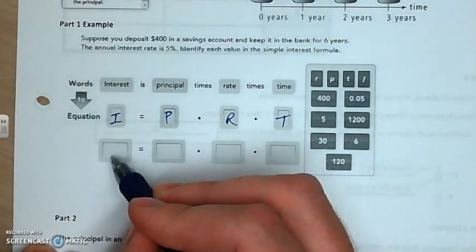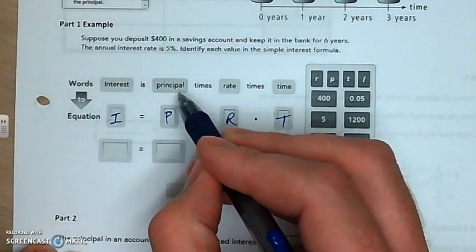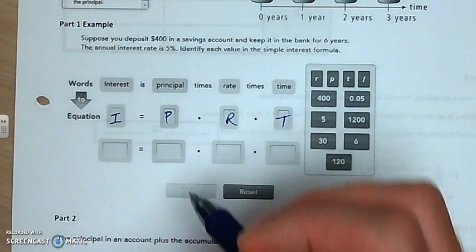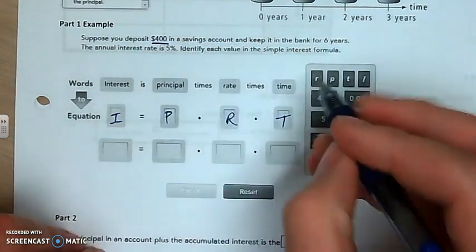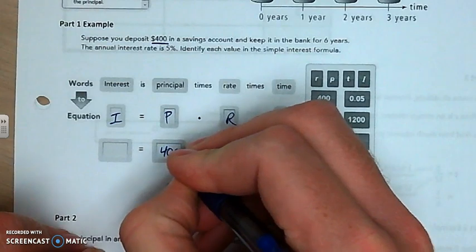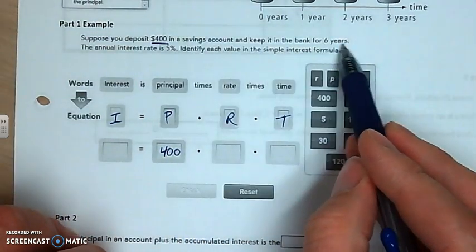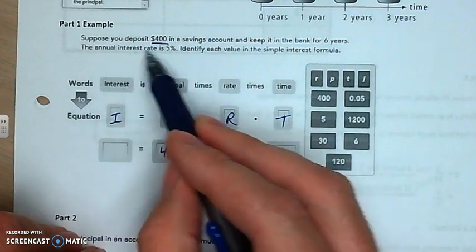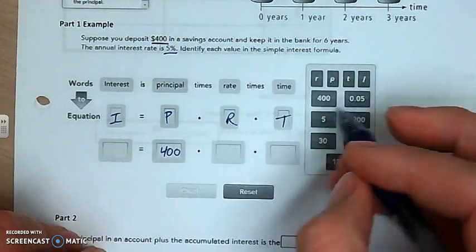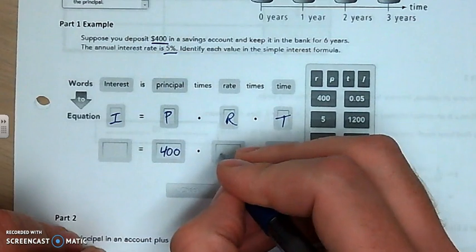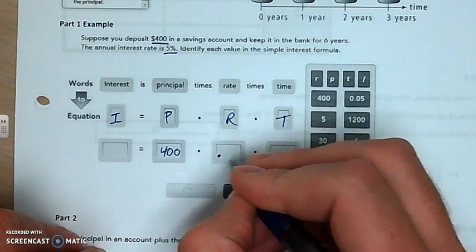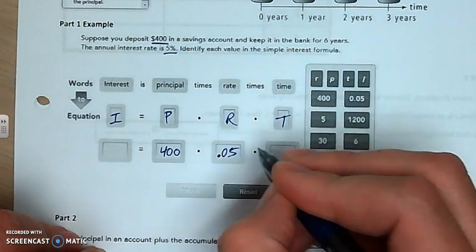That's something we don't know yet, but we do know the principal. That's how much money we started with. How much money did we start with? There it is, $400. So $400 multiplied by the rate. Where's the rate? Well, that's not the rate. Here's the interest rate, 5%. But we're not going to get tricked and put 5 there. We're going to write 5% as a decimal, which is 0.05. Very good.